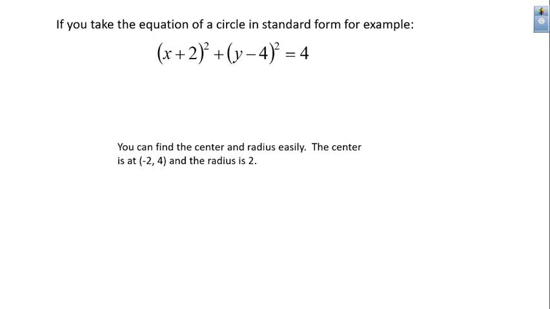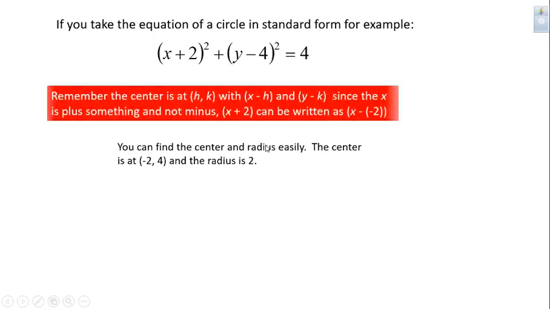Now, let's take a look at another situation. In this case, we have an equation (x plus 2) squared plus (y minus 4) squared equals 4. As you can see here, since 4 is r squared, then the radius is 2. And this is actually x minus negative 2, so h is negative 2, and this is y minus 4, so k is 4. So the center is (negative 2, 4), and the radius is 2.